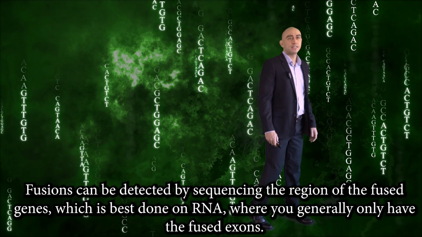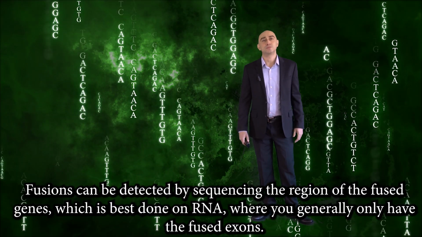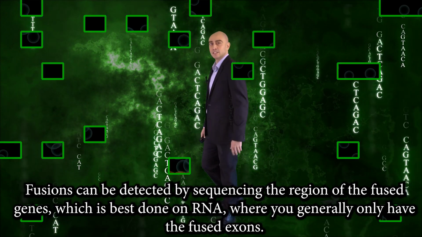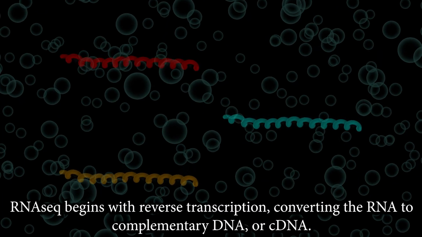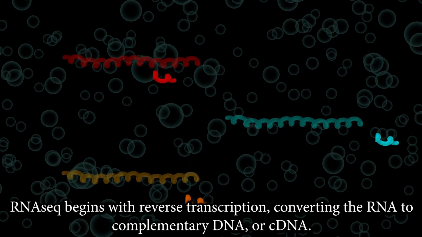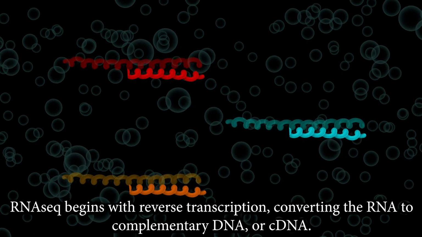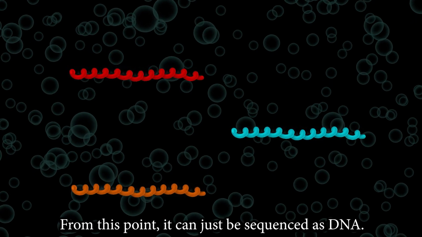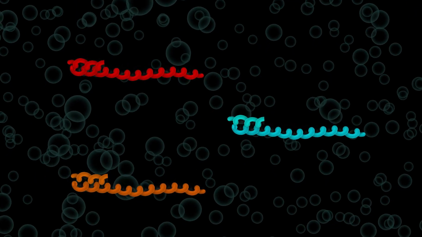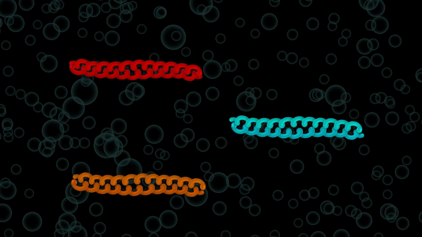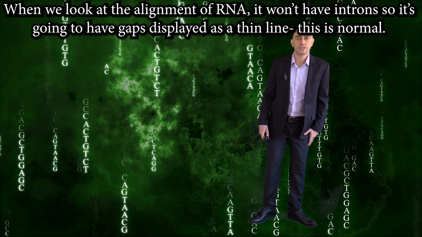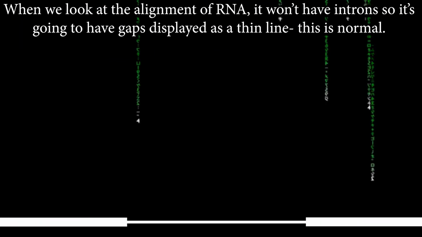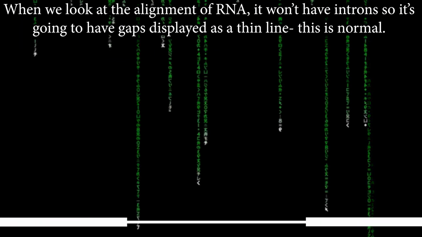Fusions can be detected by sequencing the region of the fused genes, which is best done on RNA, where you generally only have the fused exons. RNA-seq begins with reverse transcription, converting the RNA to complementary DNA, or cDNA. From this point, it can just be sequenced as DNA. When we look at the alignment of the RNA, it won't have introns, so it's going to have gaps displayed as a thin line, and this is normal.